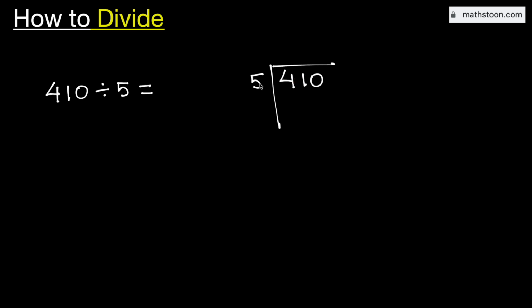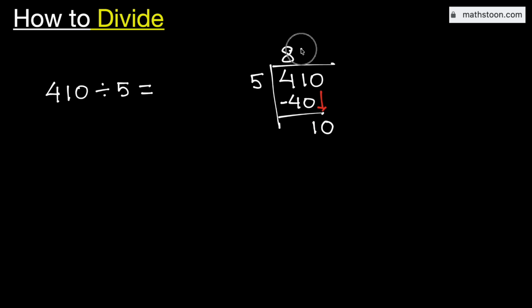From the multiplication table of 5, we know that 5 times 8 is 40. And this 40 is closer to 41. Subtract, we get 1. Now 1 is less than 5. That is why we will bring down this number 0 here.